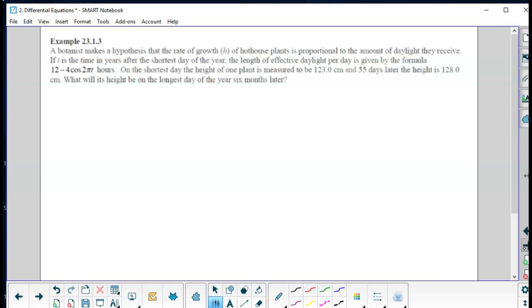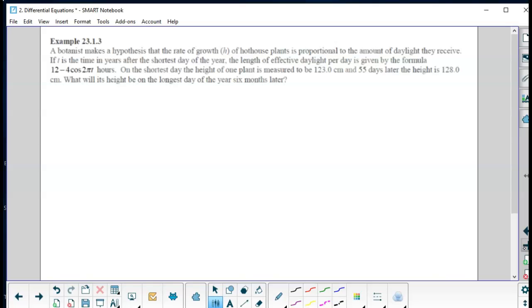Okay. Next one. A botanist makes a hypothesis that the rate of growth of hothouse plants is proportional to the amount of daylight they receive. If t is the time in years after the shortest day of the year, the length of effective daylight per day is given by the formula. On the shortest day, the height of the plant is measured to be 123. 55 days later, the height is 128. What will its height be on the longest day of the year, 6 months later?